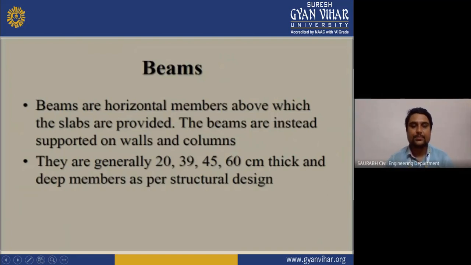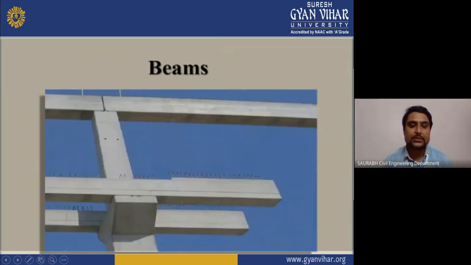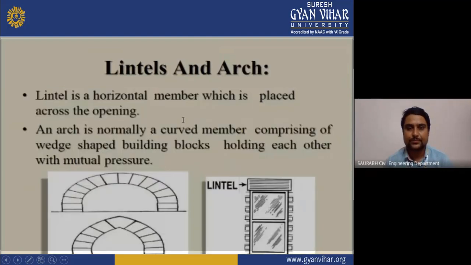Come on the next point, which is beam. As we all know, beams are horizontal members above which the slabs are provided. The beams are in turn supported by walls and columns. They are generally between 20, 30, 40, and 60 mm thick, and deep members as per the structural design. So as you can see, this is your image of beam, and which is the part of superstructure. As I told you earlier, above the foundation level, all the building components are known as the superstructure. So come on the lintel and arch next.